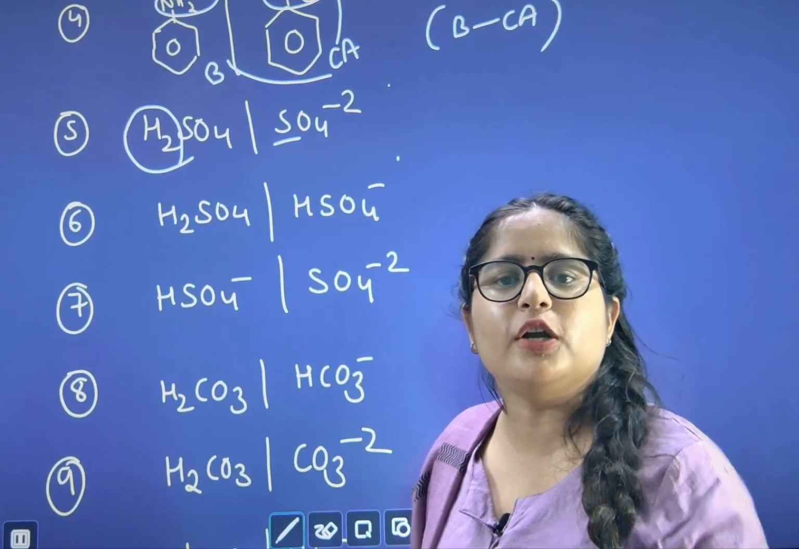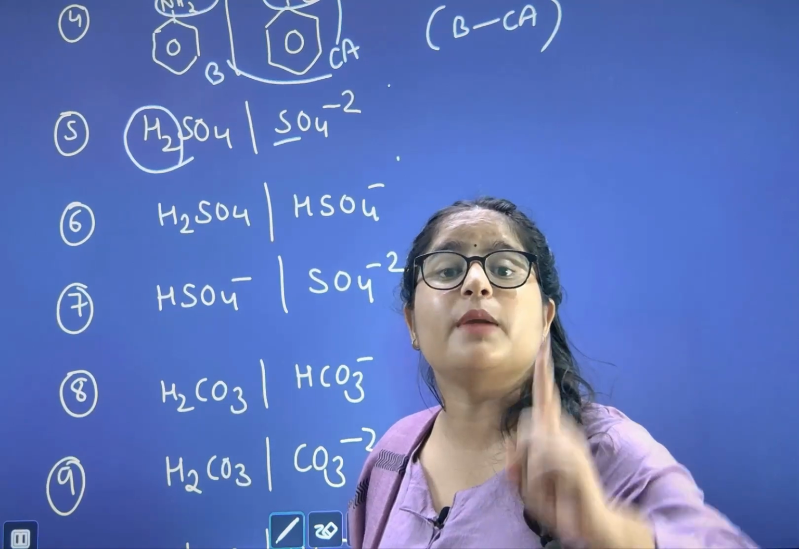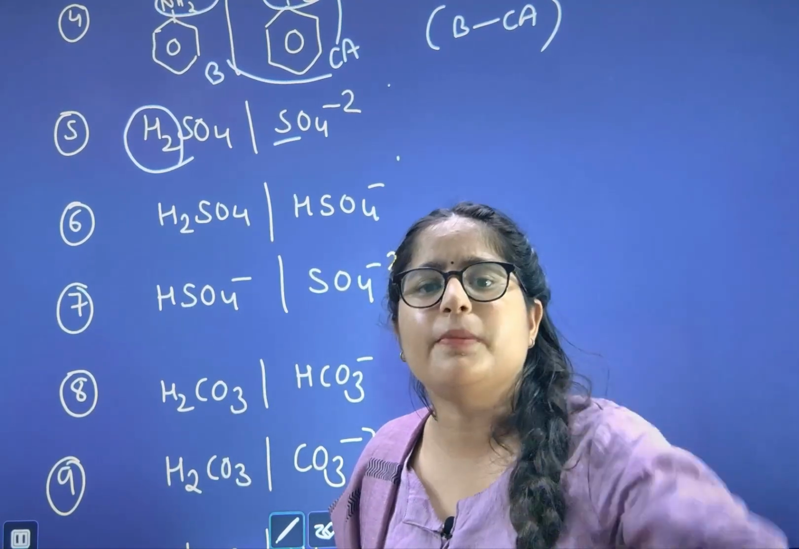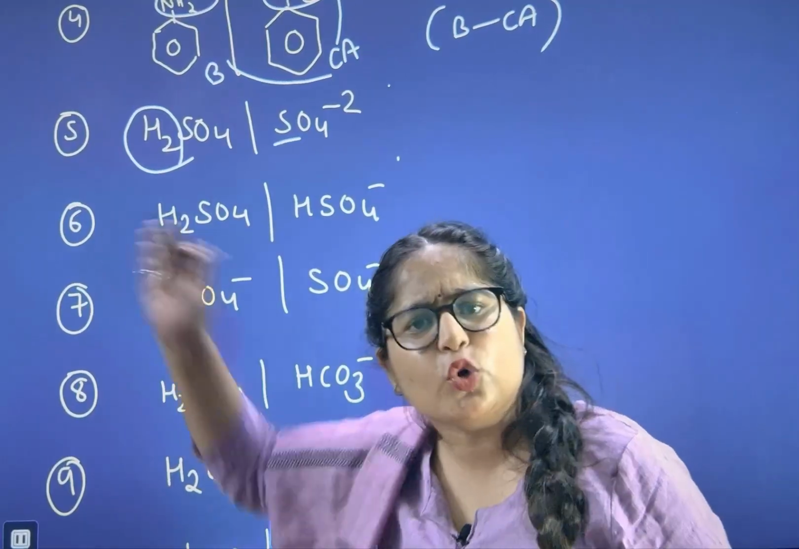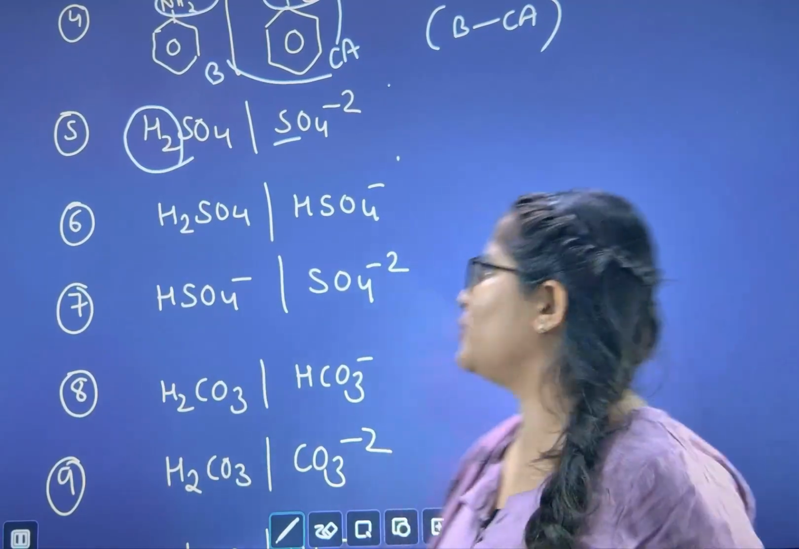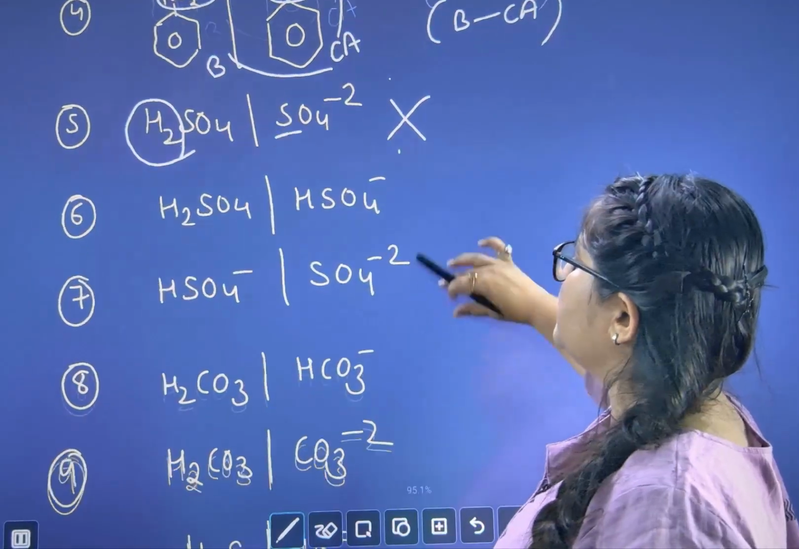So what I have told you, conjugate acid base pair will always differ by 1 proton. Keep it in your brain. Conjugate acid base pair will always differ by 1 proton. 2 proton is the wrong option. We will not see this. Waste of time. Okay, let us see here.